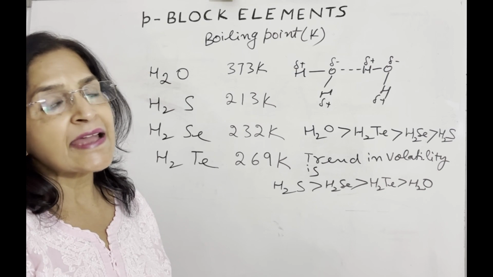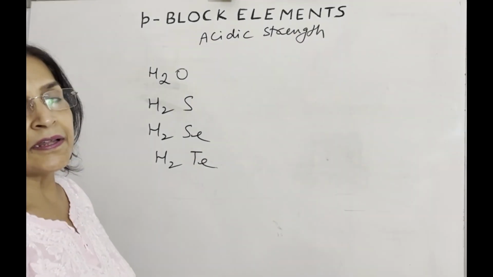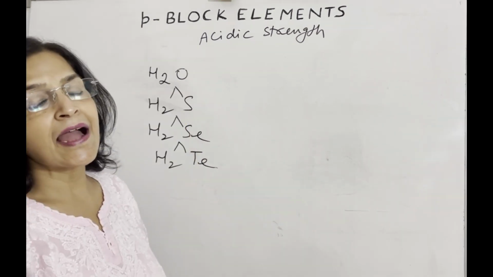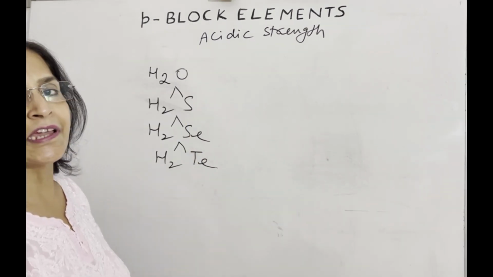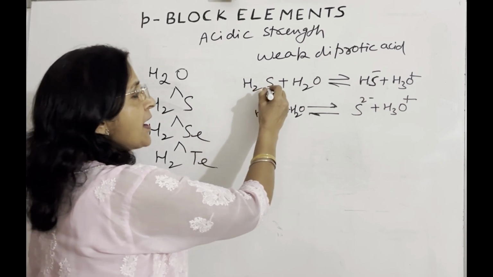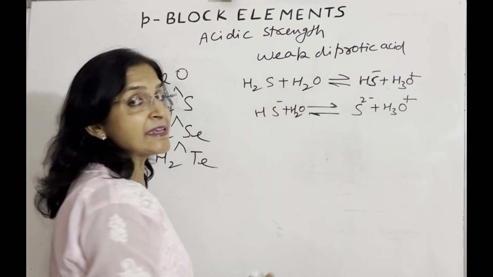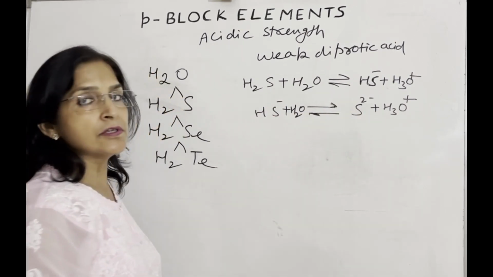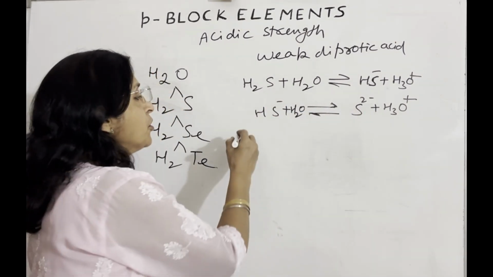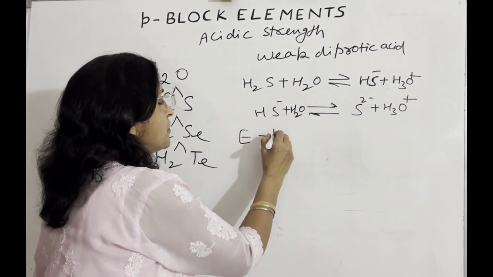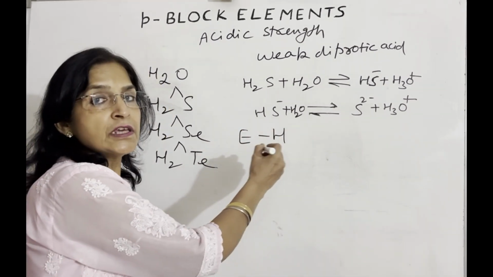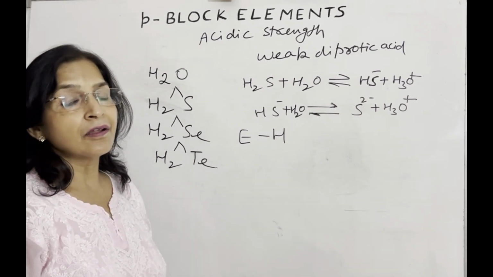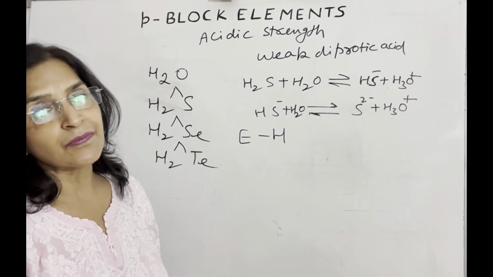Now next is the acidic nature of these hydrides. Acidic strength increases as we move down the group and this is the trend. These hydrides act as weak diprotic acids. For example, hydrogen sulfide ionizes in the first step to give the bisulfide ion, and in the next step the bisulfide ion ionizes to give the sulfide ion. As we move down the group, the strength of the EH bond decreases and because of this the bond can break readily, and the tendency to form the hydronium ion or proton increases as we move down the group.